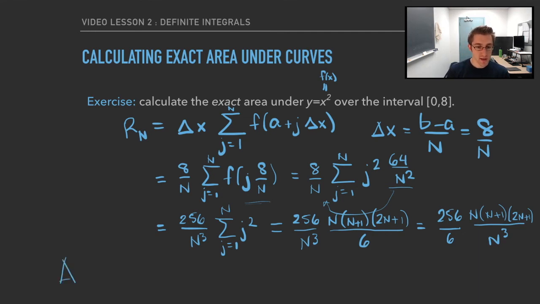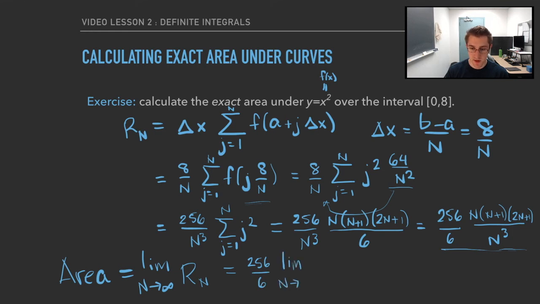The last thing is to calculate the area exactly. We're going to take a limit as n goes to infinity of Rn, which means we're taking a limit of this expression. The 256 over 6 is constant with respect to n, so we just want to find the limit as n goes to infinity of n times n plus 1 times 2n plus 1 over n cubed. We could spend time trying to remember facts about limits, but I think we should focus on more important things. It turns out this limit is 2.